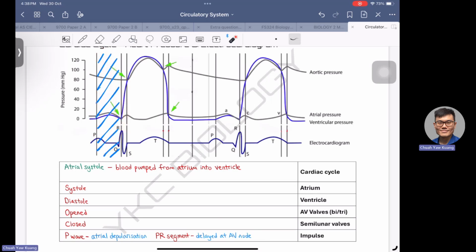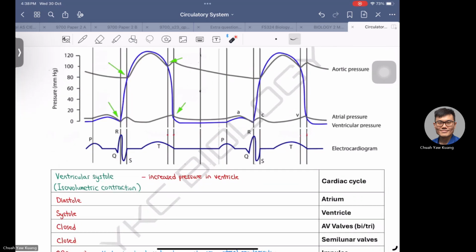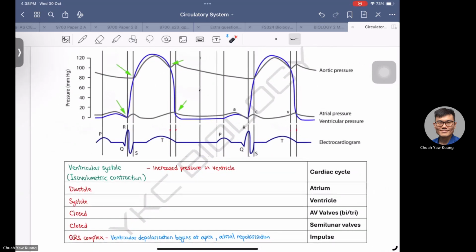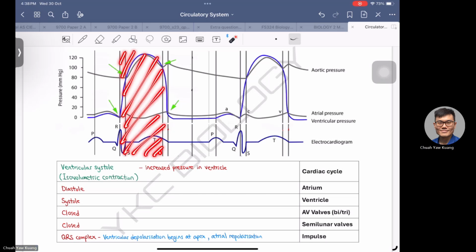Then next, we will look into the second phase. The second phase is the ventricular systole. Ventricular systole will cover from here until this one, the one that I shaded with the red color here. The whole ventricular systole should cover this whole segment.